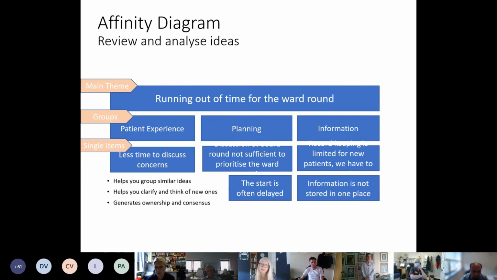Then you can break it down into single items, and it can be as long as you like. You've got less time for patients to discuss concerns. The board round's not sufficient to prioritise the ward round. You've got new patients but limited information. You may have patients that have come from the emergency department and the information hasn't come with them. So you're just grouping some of the ideas you've got together. It helps you work as a team, and it helps you group the similar ideas. Everybody then feels they're participating, and it generates that team ownership and the consensus. Thanks, Nick.